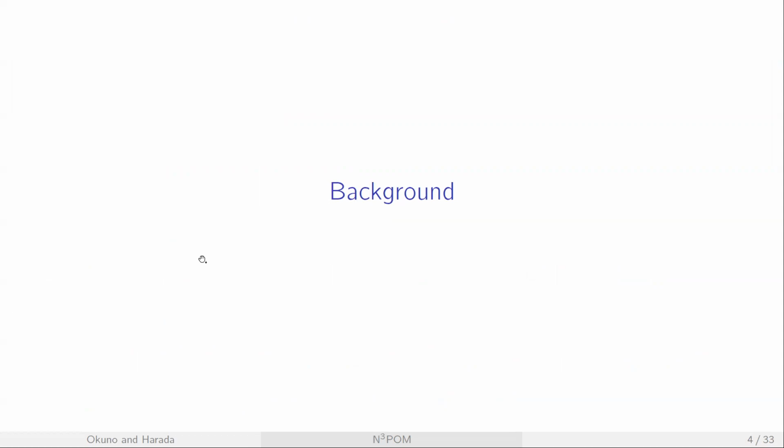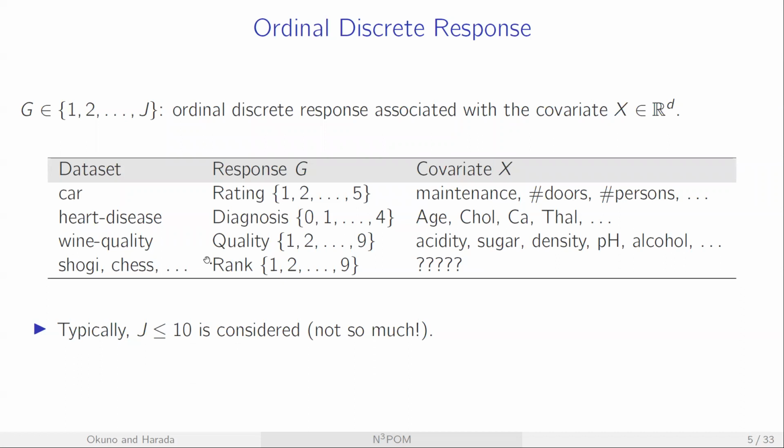At first, I'd like to talk about the background. This slide shows the datasets typically considered in the previous studies. Typically, classical ordinal regression considers only the ordinary discrete response. This table shows examples of such discrete responses. For instance, in the car datasets, there are many datasets of cars. In each data, the covariate represents for each car the level of maintenance, number of doors, number of people who can ride in the car, and so on. And then the response G represents the rating of the car. Actually, some professionals preliminarily evaluated the cars for the response G. Other examples are datasets of heart disease and wine quality and something like that.